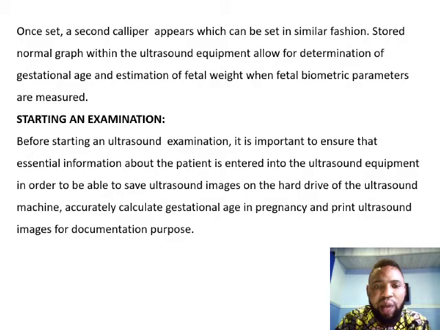A second caliper appears. We are still talking about the measurement. A second caliper appears, which can be set in a similar fashion. The equipment stores normal graphs within the ultrasound equipment, which allows for the determination of the gestational age and estimation of the fetal weight when fetal biometric parameters are measured.